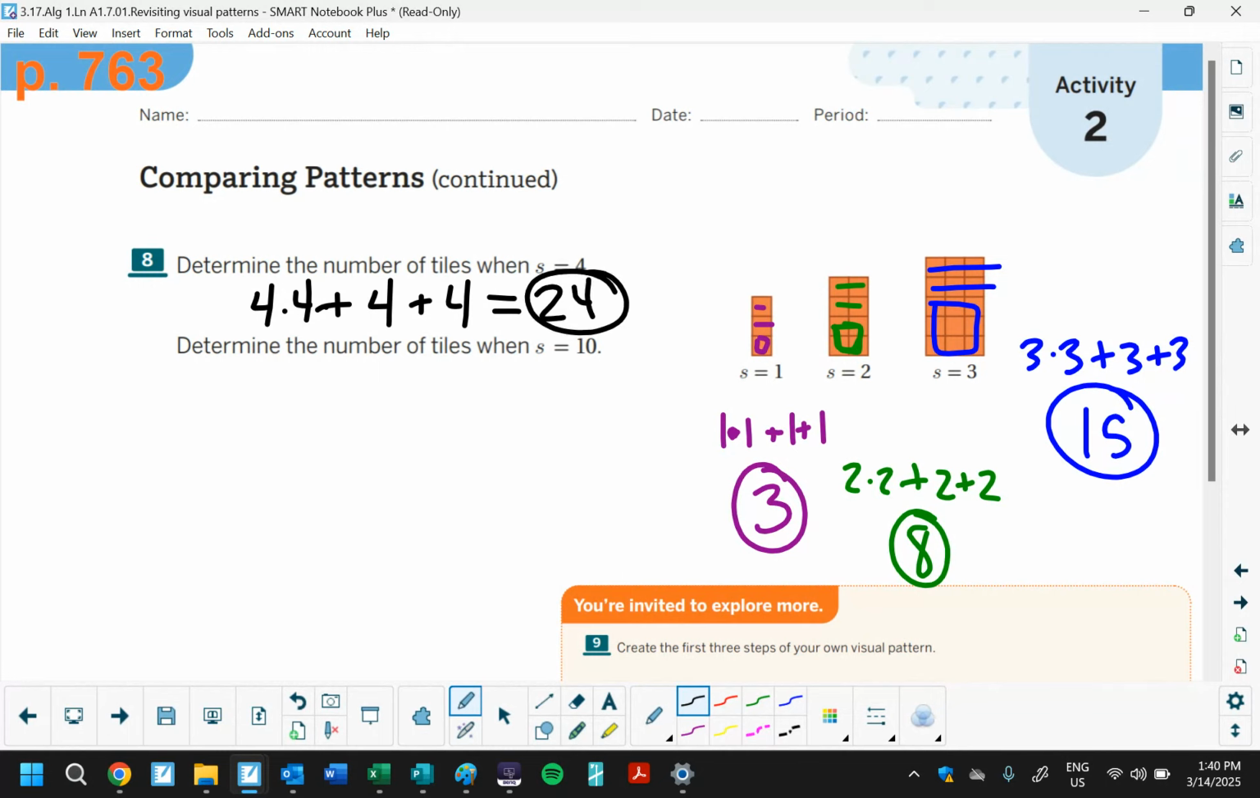Again, if you haven't gotten to 10 by 10 yet, go ahead and pause the video, come on back. 10 by 10 is going to be 100, another 10 and another 10 will lead to 120.